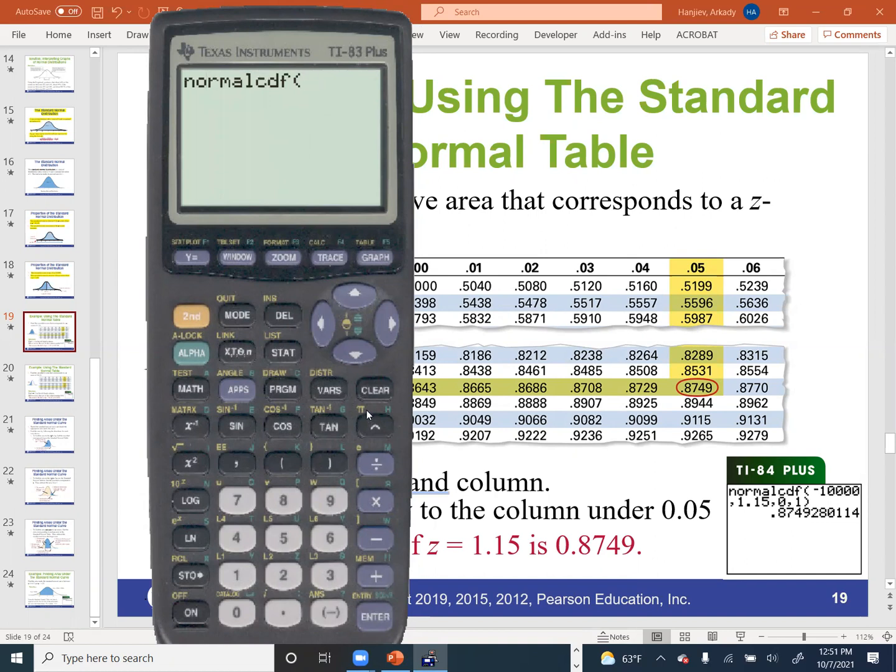Okay, so what this one does is it always asks for 2 z-scores. So the reason why there's a negative 10,000 is because we want the first z-score to be way, way to the left. We're good? Then we climb all the way up to 1.15. Your mean is 0, and then your standard deviation is 1, because we're on a standard curve. We're good?